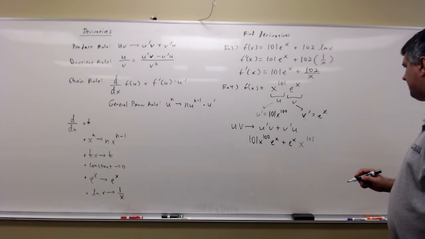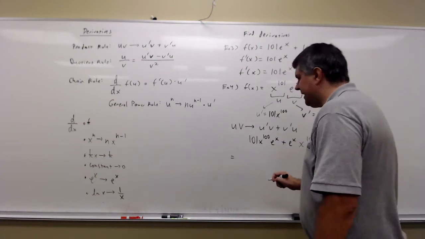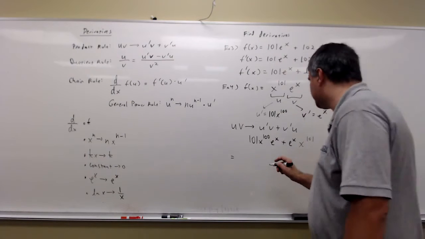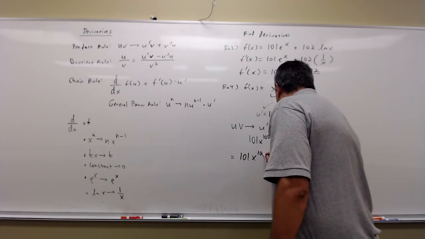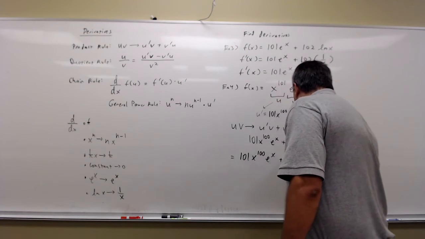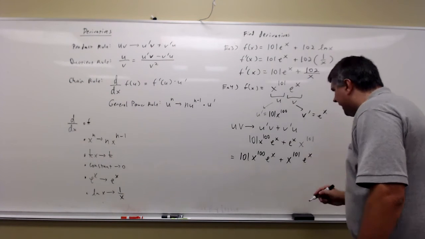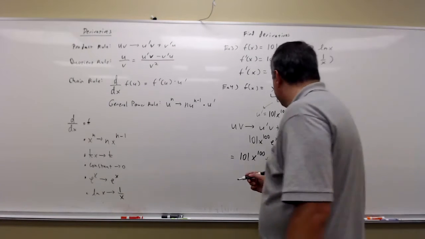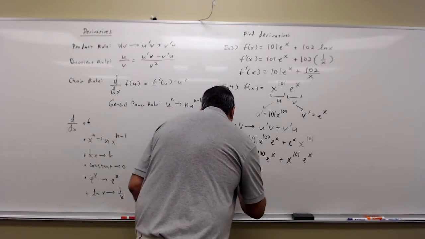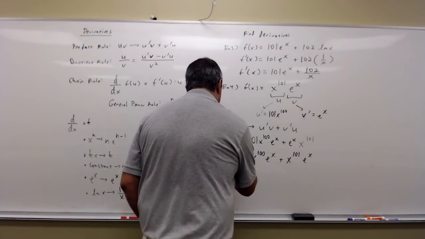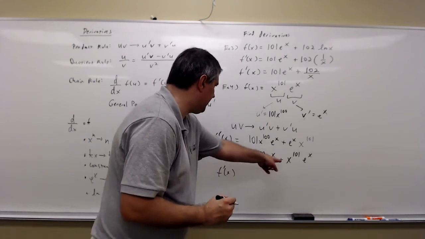And normally people would write that in a specific format, so with the e's and x's in a consistent format, so I suppose I'll do the same. 101 x to the 100th e to the x plus x to the 101st e to the x. And some people might factor this. Well, there's an e to the x common to both of them.